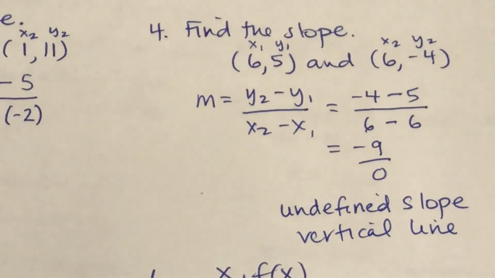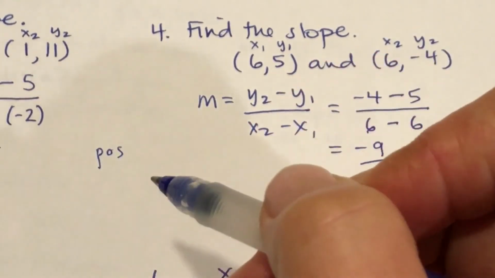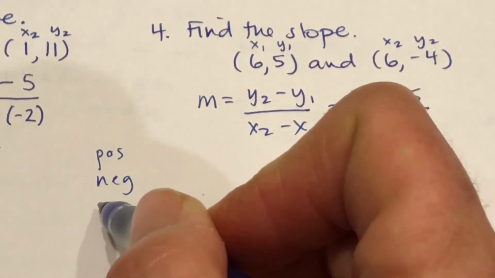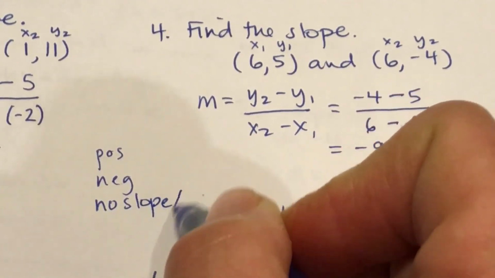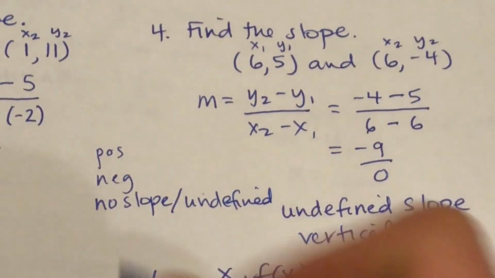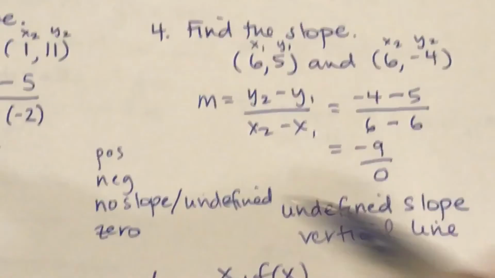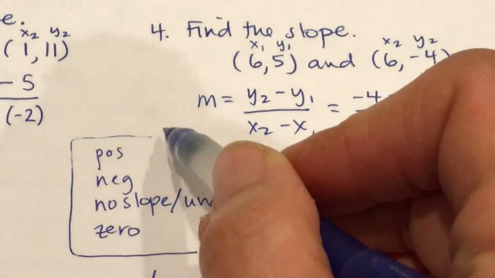So there are 4 types of lines. I'll write it right here in the middle. You could have a positive slope, or 4 types of slope, I should say. You could have a positive slope. You could have a negative slope. You could have no slope or undefined. That's on vertical lines. Or you could have a slope of 0, which is on a horizontal line. So those are your possibilities right there.